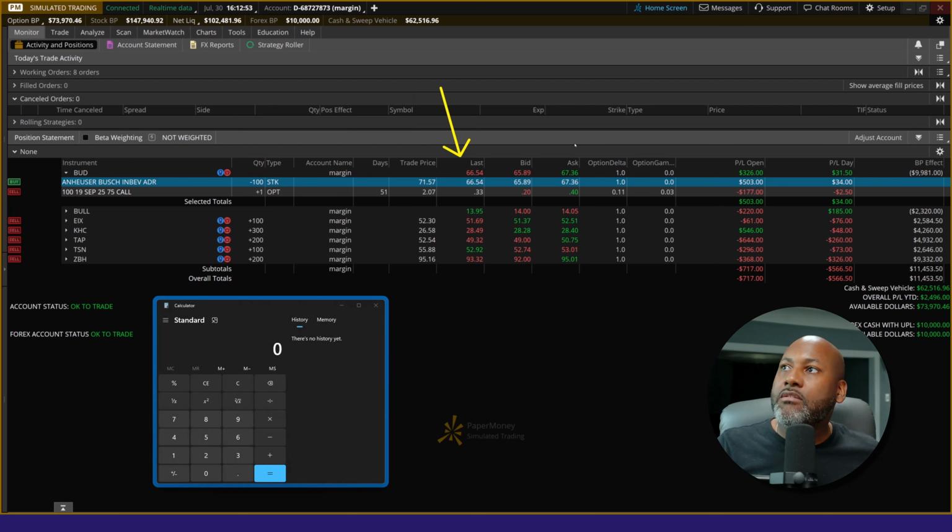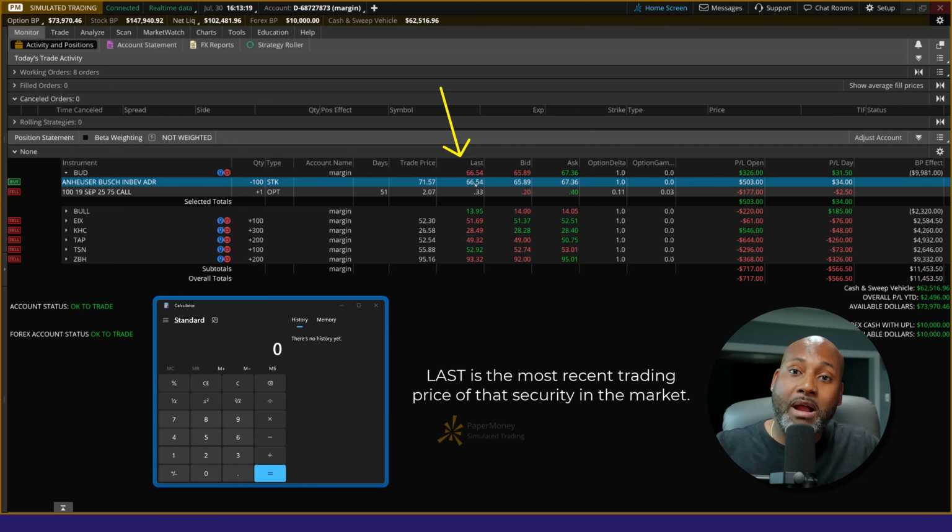What is last? What does that mean? What is last? $66.54 is the last trading price. Whether it was bought or sold, it was both at the same time. Somebody bought it and somebody sold it. What was the price at the time that trade happened? The last trading price, the very last one, was $66.54. So currently, that's what the market saw as the last trading price. I want to make sure that is clear.